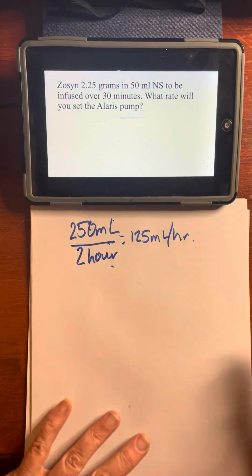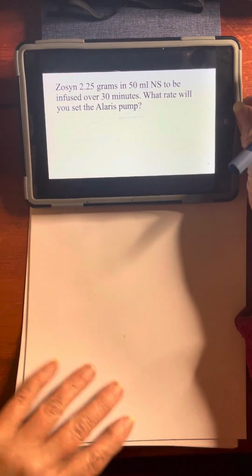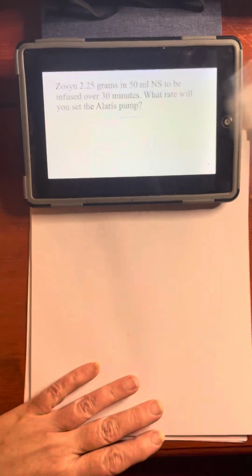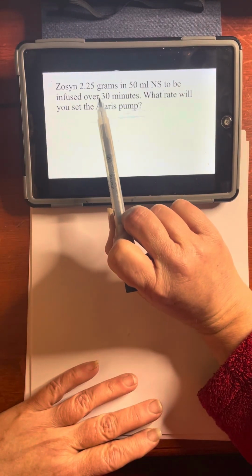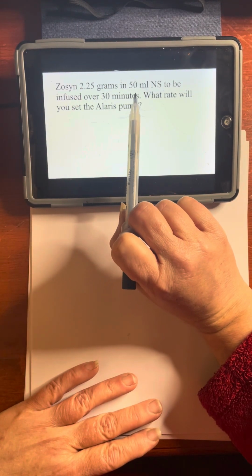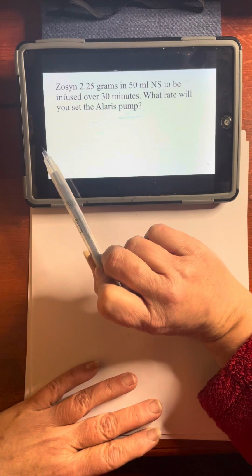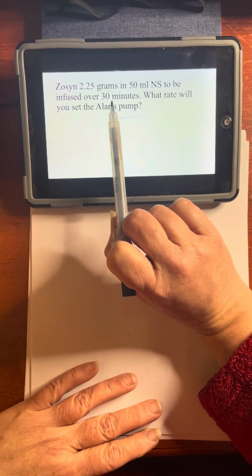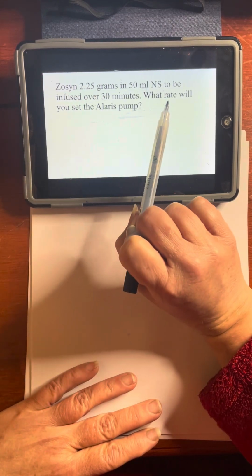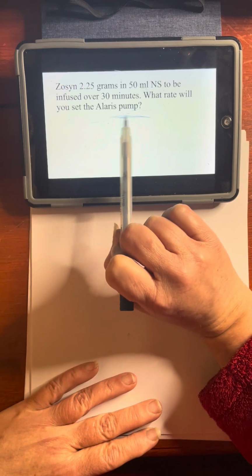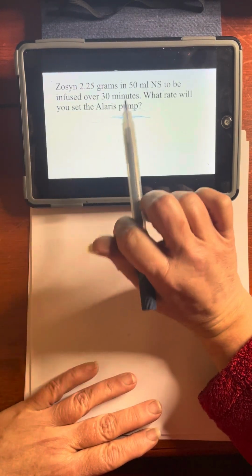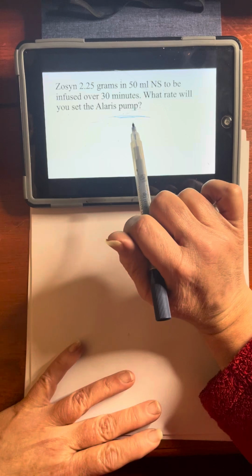Okay. We should get superhero shirts or something. Zosyn, 2.25 grams in 50 milliliters normal saline to infuse over 30 minutes. What rate will you set the Alaris pump? Okay. Boy, they being trickified.